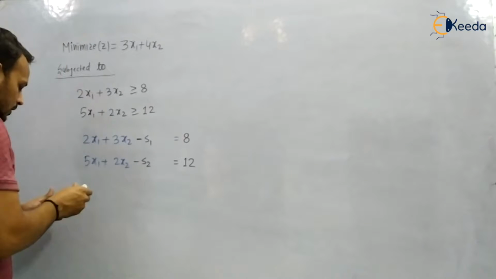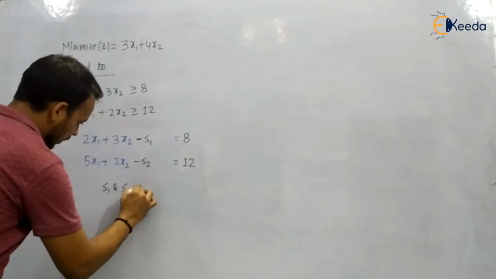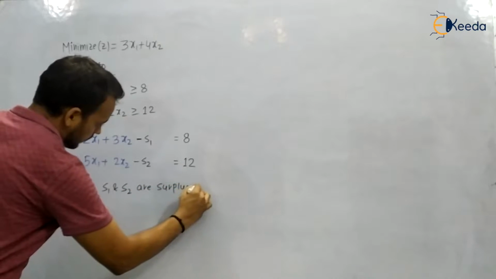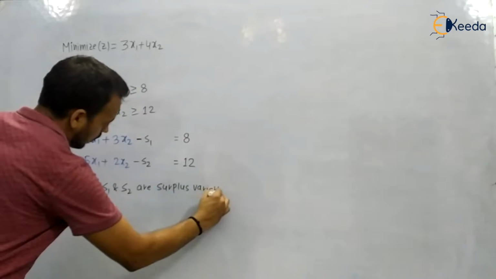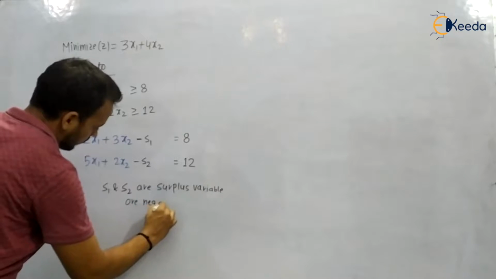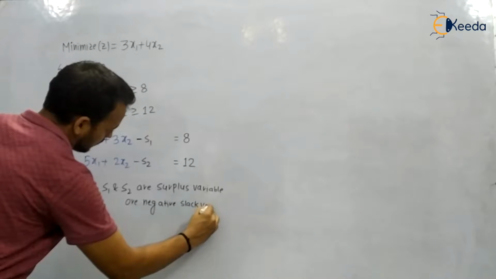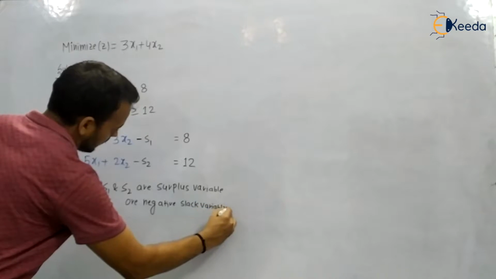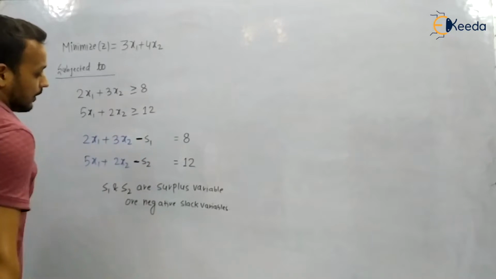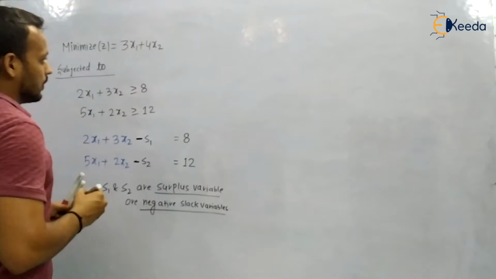These s1 and s2 are known as surplus variables, or negative slack variables. Since the coefficients of s1 and s2 were positive for slack variables, but here the coefficient is minus, these are also known as negative slack variables, or simply surplus variables.